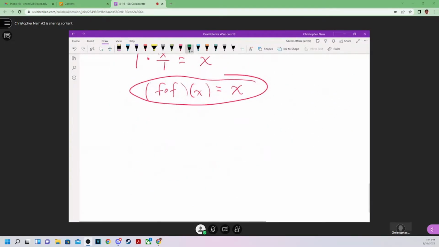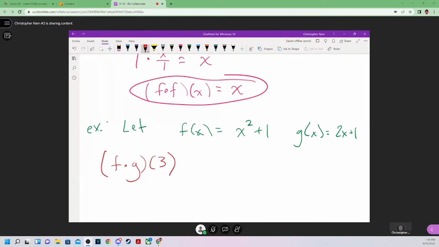Now let's do composition of functions and evaluate them. Let's do the same one. f of x equals x squared plus 1. g of x equals 2x plus 1. All right. And if I were to ask you, what is f of g of 3 this time? Both of these domains are real numbers, so we don't have to really worry too much.